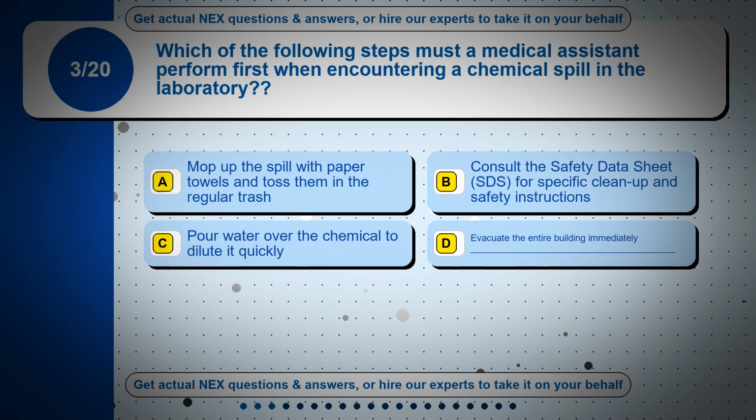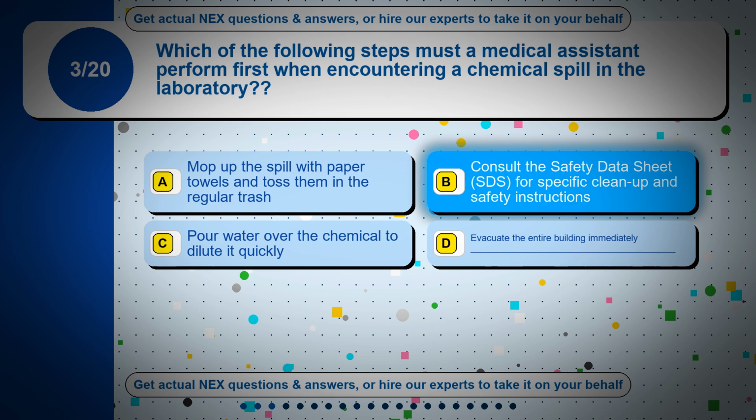Question 3. Which of the following steps must a medical assistant perform first when encountering a chemical spill in the laboratory? Option A, mop up the spill with paper towels and toss them in the regular trash. Option B, consult the safety data sheet, SDS, for specific cleanup and safety instructions. Option C, pour water over the chemical to dilute it quickly. Option D, evacuate the entire building immediately.